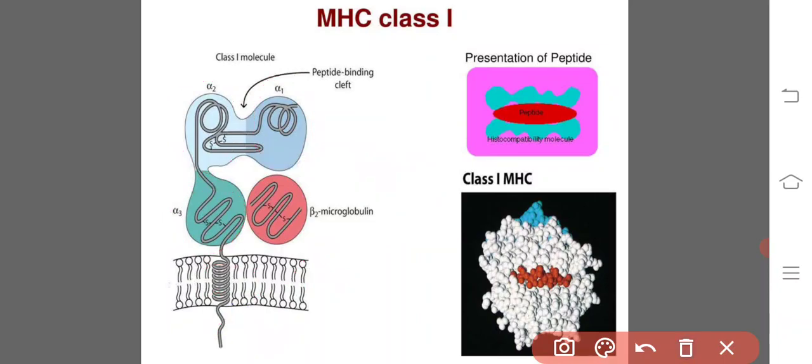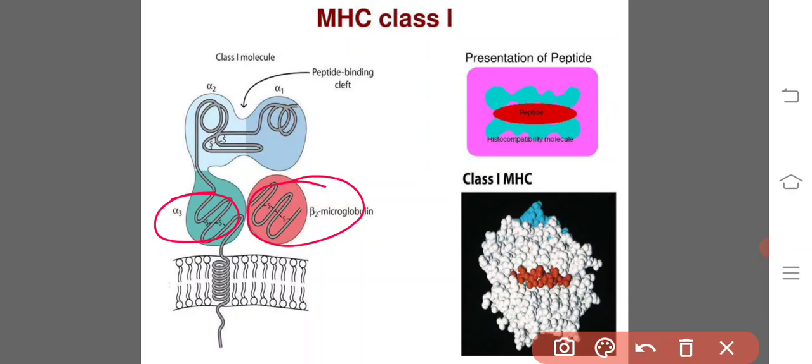Beta 2 microglobulin is similar in size and organization to the alpha 3 domain. This is beta 2 and this is alpha 3. It does not contain a transmembrane region and is non-covalently bound to the class I glycoprotein.